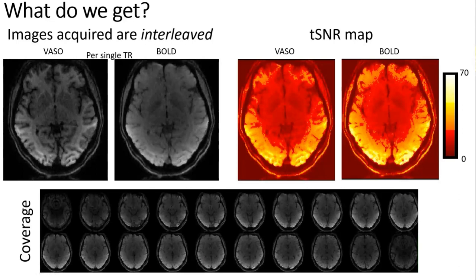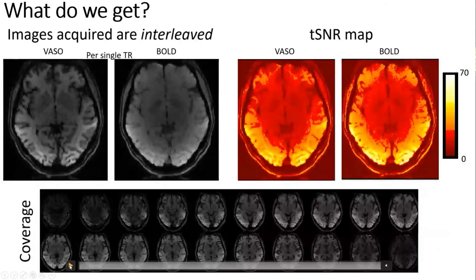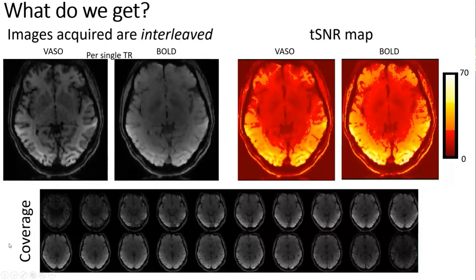The resolution at which we collected this data was 1.2 millimeter isotropic, and this is basically just showing the 20 slices that we acquired, flipping between the VASO and BOLD acquisition. When we look at the tSNR map, we can see that BOLD obviously has a much higher signal contrast, especially around the temporal lobes. But when we look at VASO as well, in the visual cortex, this is still high enough to get good results. So what do we actually get?